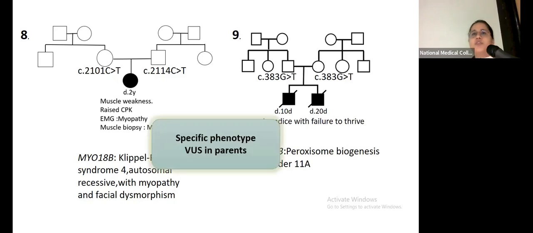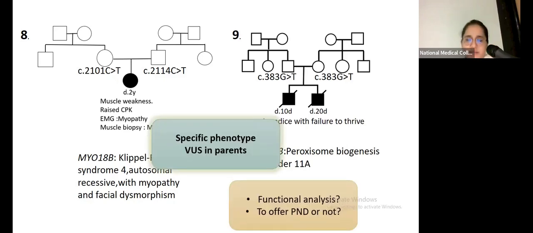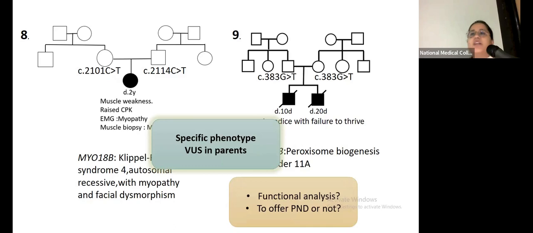This is a specific phenotype with the VUS in parents, but unfortunately, we cannot do functional analysis, and without functional analysis, we cannot actually call these variants benign or pathogenic. There are various studies that have tried to reclassify the VUS, and they have found that on reclassification, the majority of the VUS turn out to be benign or likely benign, and very few of them actually turn out to be pathogenic.